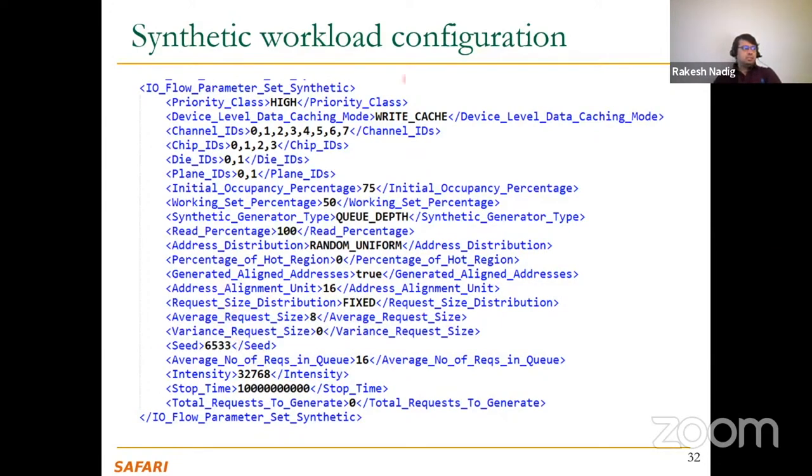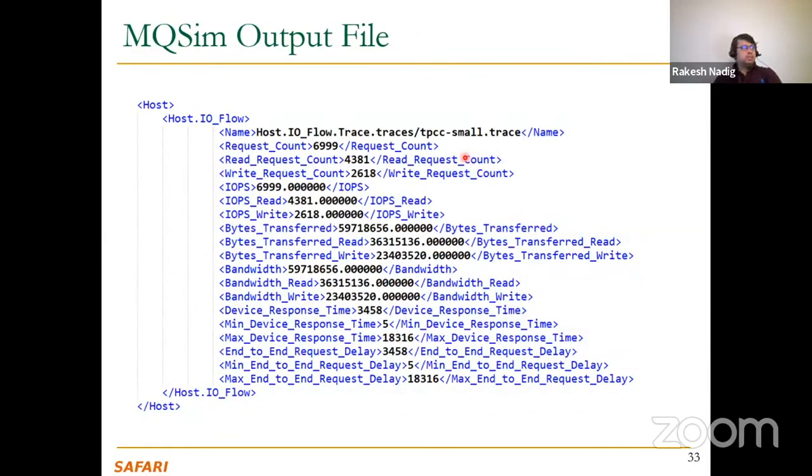So these are some of the parameters, and I would refer you to the README file in the GitHub repository, which has a lot of information on all these different parameters that are used for generating the workload. So we have looked at trace-based workload and also the synthetic workload. Now, when we run the simulator, we will get an output file, which also gives a lot of information. And we need to look at all these different numbers that it generates, and that can be used for our analysis. So I have only shown a part of the output file here.